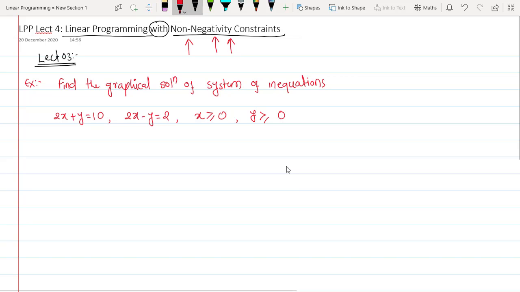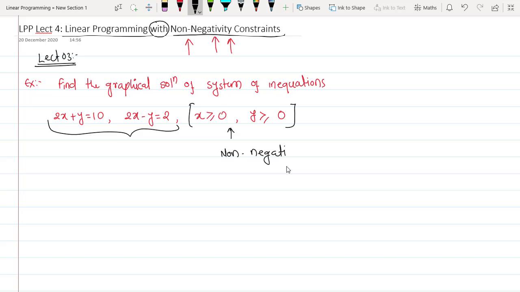Okay, so if you observe very carefully, this much part is what we have already covered in our previous classes. We have solved the graphical solution for the given two inequalities. Now from this class onwards we will be adding two more constraints, that are x is greater than or equals to 0 and y is greater than or equals to 0, and these are called the non-negativity constraints.